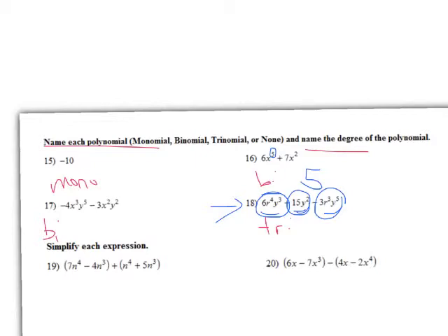So the biggest degree we're dealing with is 8. So it's an 8th degree trinomial. Here, 3 plus 5 and 4 because it's 2 plus 2, which means it's an 8th degree binomial. And this one is technically times x to the 0 power because it's times 1, which means it's a 0th degree monomial. If it was negative 10x, it would be a 1st degree.